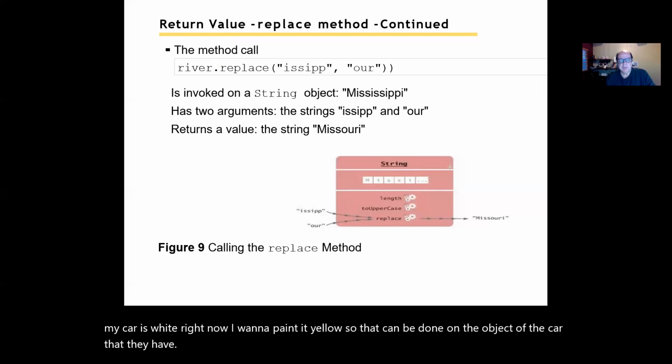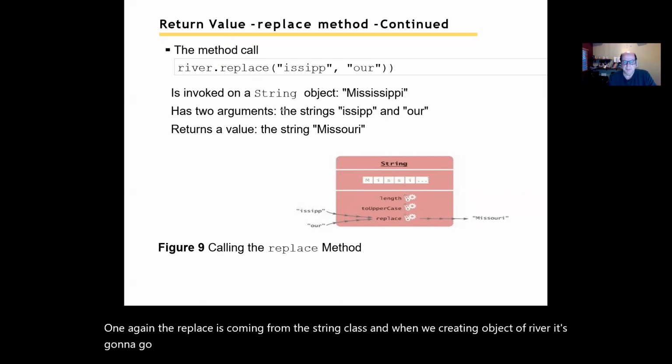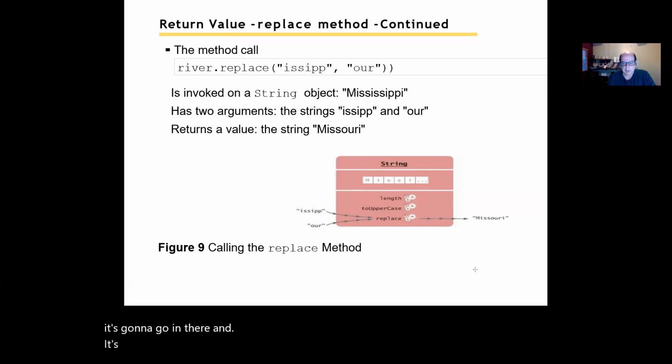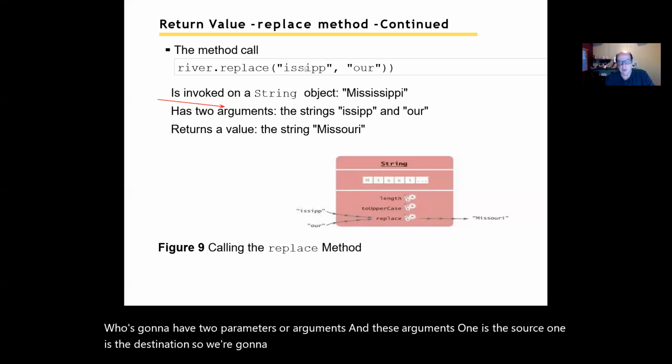Moving on with this one, again, the replace is coming from the string class. And when we're creating an object of river, it's going to accept two parameters, or arguments. And of these arguments, one is the source, one is the destination. So we're going to be changing all of these with all of this one.